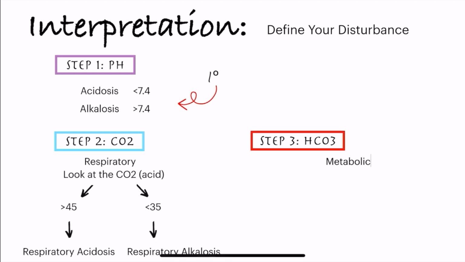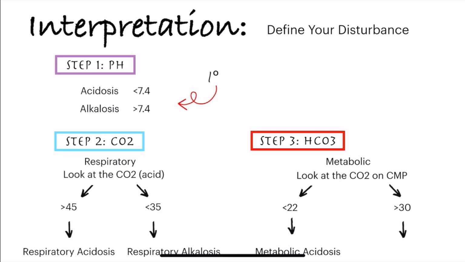Bicarb, this is your metabolic component. This is the kidney buffering system. Look at the CO2 on the CMP, which we've already talked about. If it is less than 22, you've got a metabolic acidosis. If it is greater than 30 on my analyzer, and you're going to replace your normal numbers in here, friends, you've got a metabolic alkalosis.